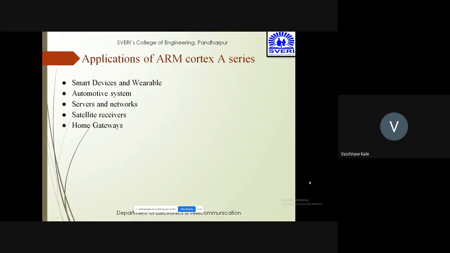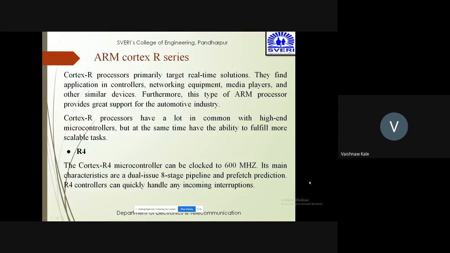Then these are the applications of the ARM Cortex A series: smart devices, wearables, automotive systems, servers and networks, satellite receivers, and home gateways. Then we'll go to the R series, that is the real-time series. Cortex R processors mainly target real-time solutions. They find application in controllers, networking equipment, media players, and other similar devices. The ARM processor provides great support for the automotive industry. Cortex R processors have a lot in common with high-end microcontrollers, but at the same time have the ability to fulfill more scalable tasks.